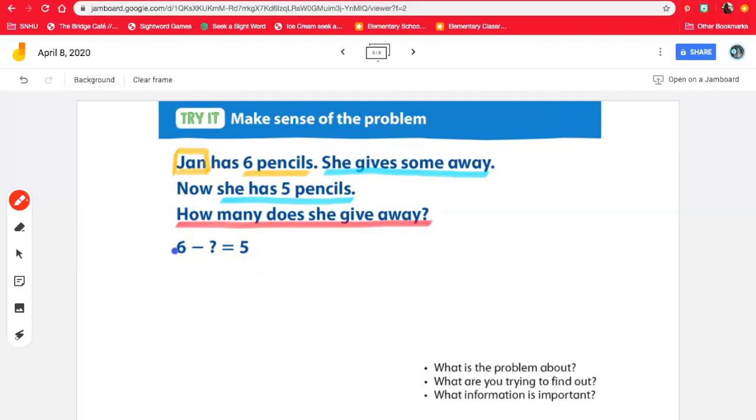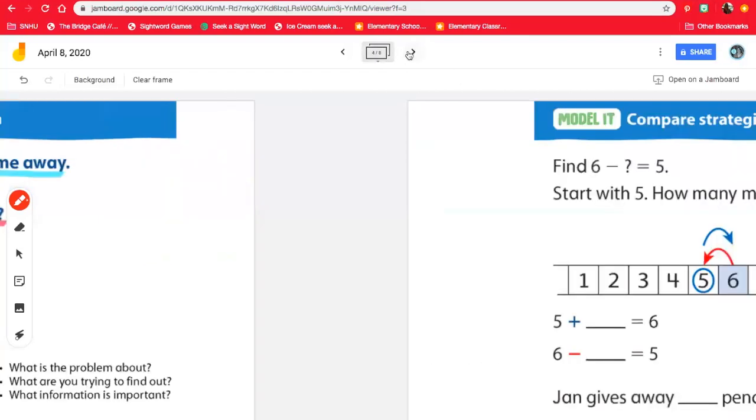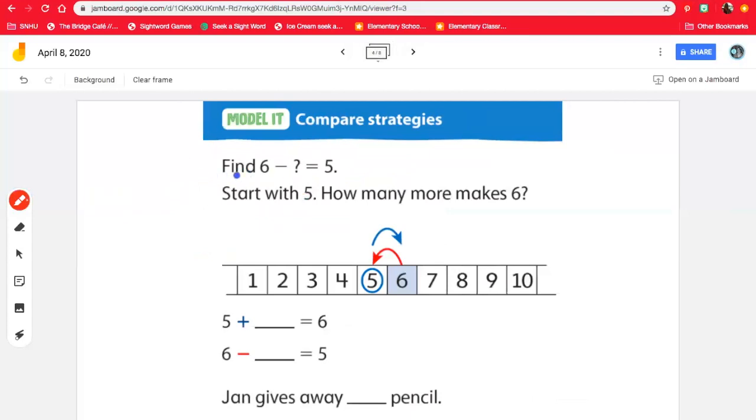So the equation they showed us is 6 take away something to equal 5. So we need to figure out what number is going to replace that question mark. Here we go. So find 6 take away blank equals 5. So we're going to start with 5. How many more make 6? So we have 5, and then we make a jump and we get to 6. So that means we have 5 plus 1.